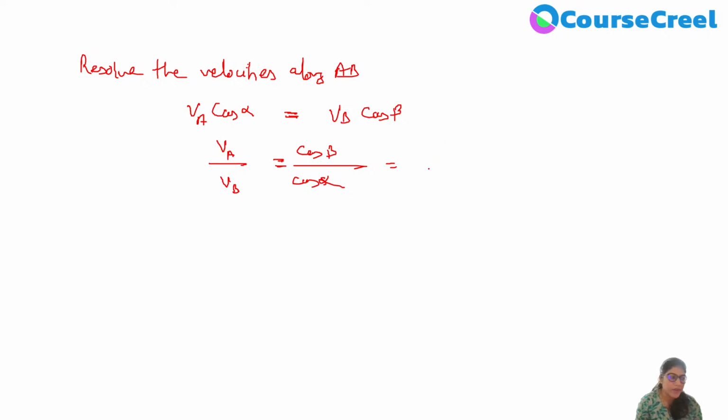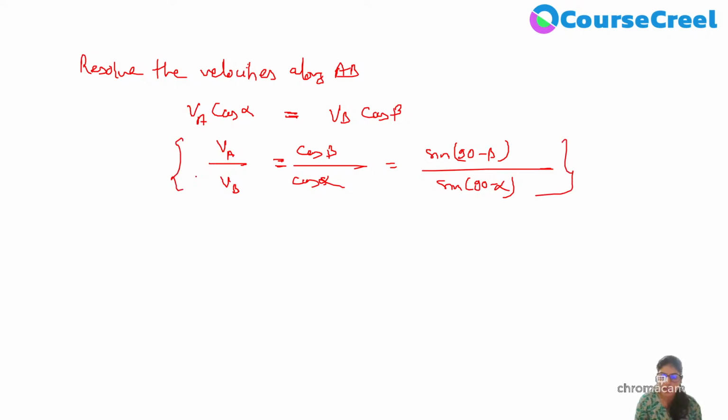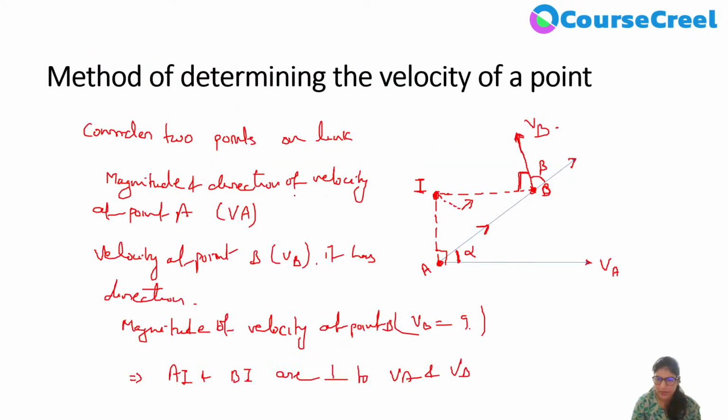Now we can further simplify this. It will be sine of 90 minus beta divided by sine of 90 minus alpha, right? So this is the ratio of the velocities of points A and B. Now here we have the triangle AIB. This is alpha, so this is 90 minus alpha. This is beta. This is 90.